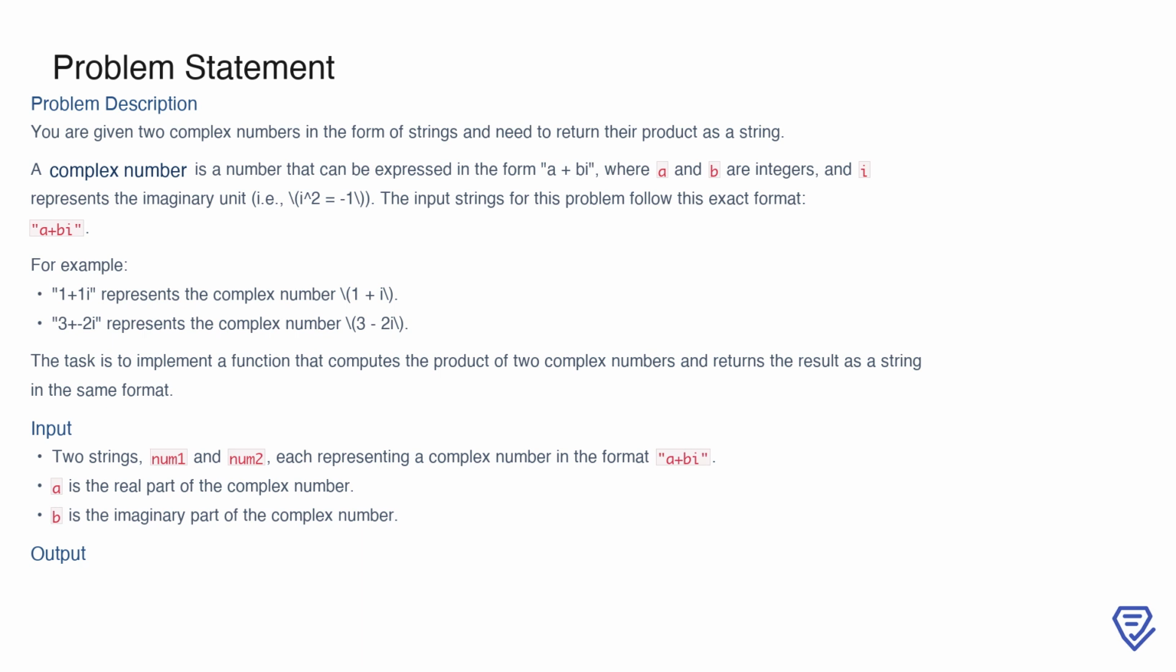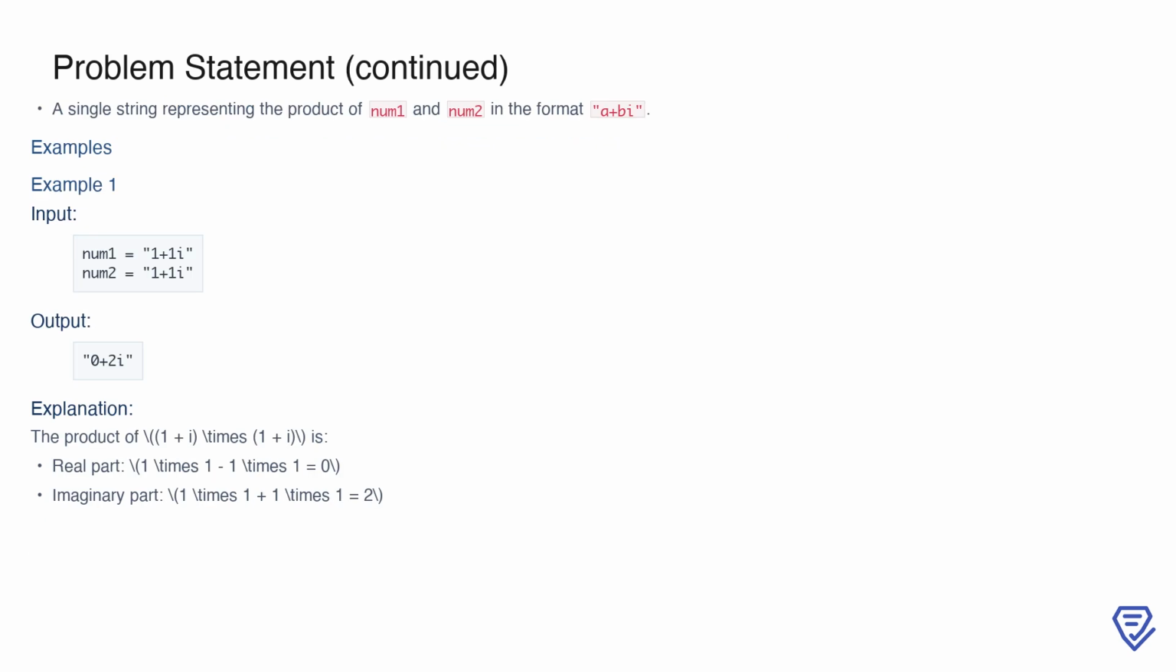Your goal is to write a function that takes two such strings as input, computes their product, and returns the result as a string in the same a + bi format. The output of the function should be a single string that represents the product of the two input complex numbers, formatted as a + bi.